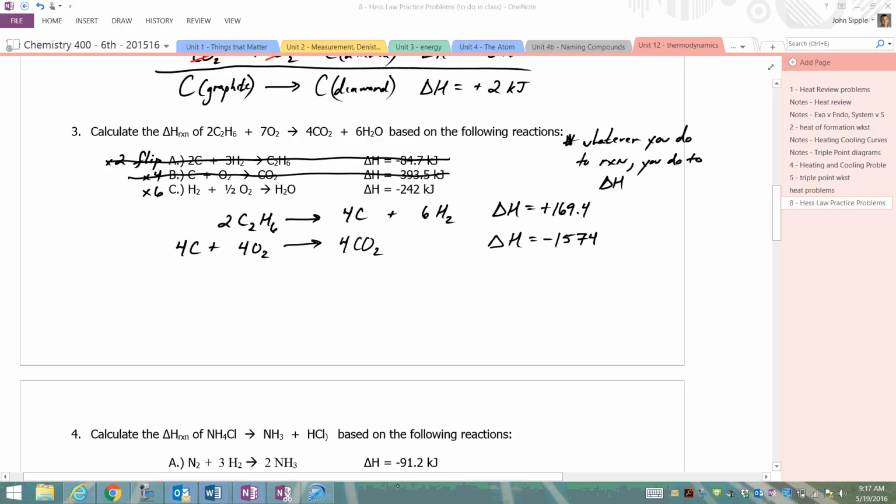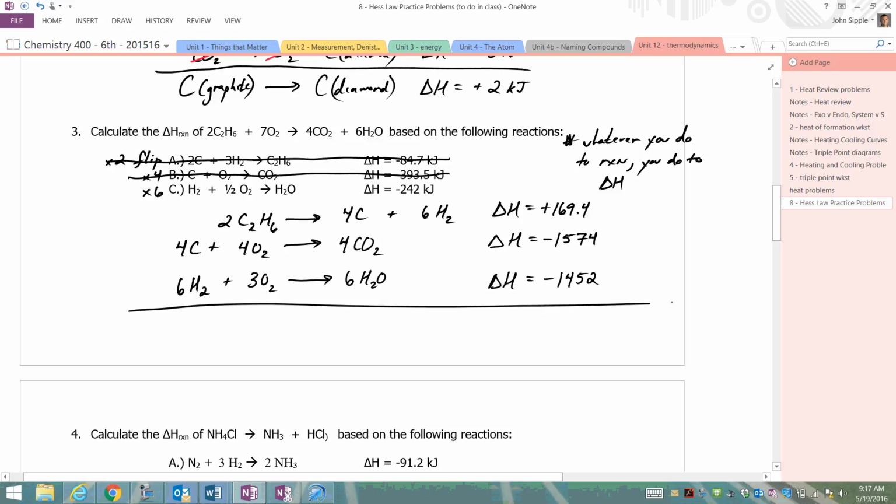Next one, we want to multiply by 6. So we got 6H2 plus 6 times 0.5 is 3O2 going to 6H2O. So we multiply that delta H by 4, or I'm sorry, by 6. Negative 1,452. Great. All right, now we got to add them all together.